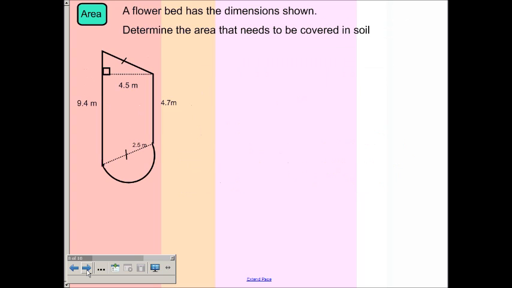As a final example, I want to look at this composite figure, which is a flower bed. We want to put soil all over it, so we need to find the area that needs to be covered in soil. You do have three shapes, but I would separate it into two because you actually have a trapezoid. So find the area of the trapezoid, and then we'll find the area of the half circle, and then we'll add them together. It is possible for you to separate these out into a triangle. It's still a trapezoid and then a half circle, but it makes more sense to just do the trapezoid and then the circle.